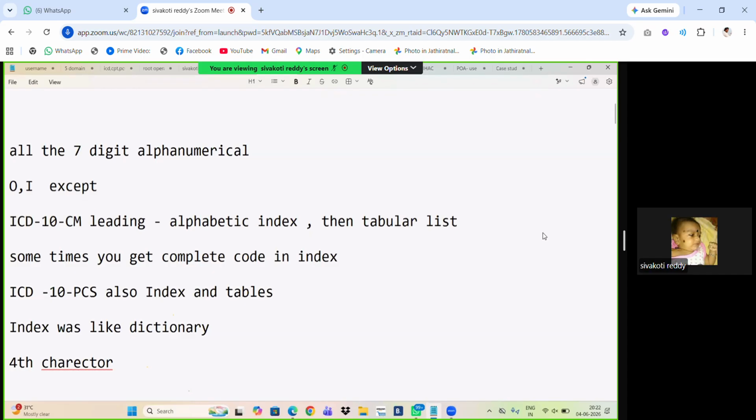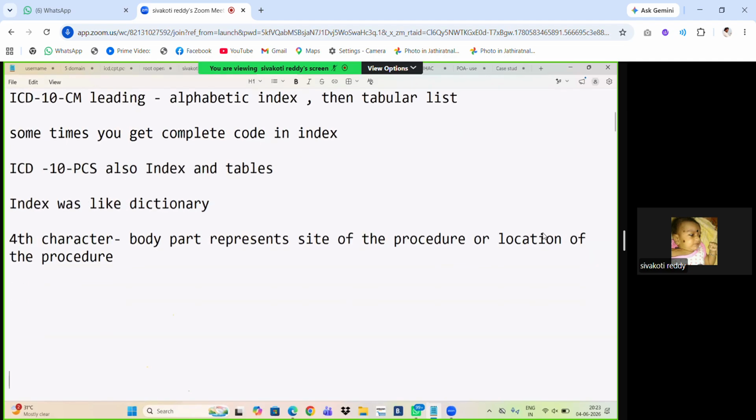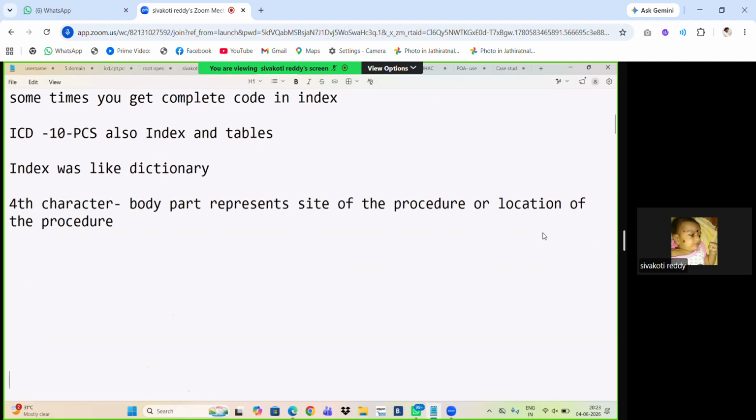Body part, the fourth character, represents the site of the procedure or the location of the procedure. Where they are performing the procedure, the fourth character will represent.